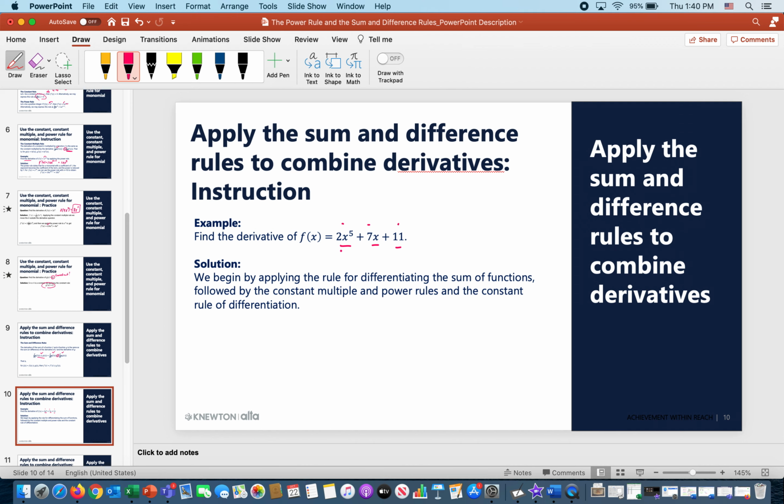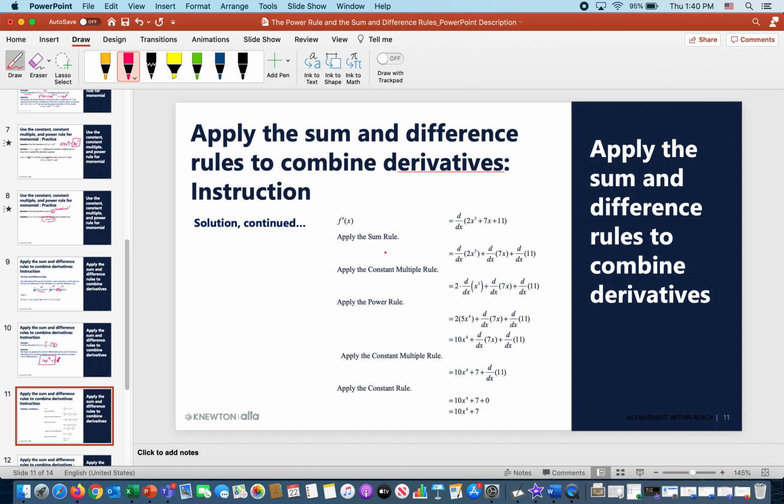So the derivative of 2x to the fifth, that's 10x to the fourth, plus 7. So here's what happens with 7x. This is an exponent of 1. So I'm going to multiply 1 by 7 and subtract 1 from 1. 7x to the 0. We know x to the 0 to be just 1. And the derivative of 11, that's a constant. So we have 10x to the fourth plus 7.